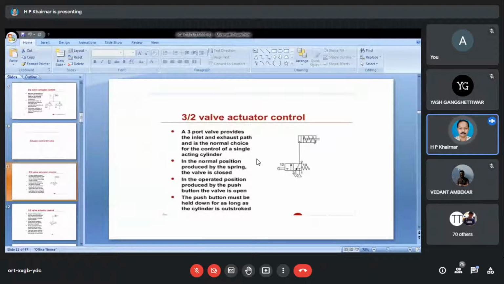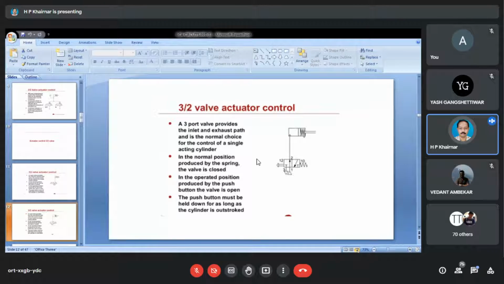So it is obvious if air supply is on, the piston will move to the outstroke position. The push button must be held down for as long as the cylinder is in outstroke. So if you want the cylinder to remain in the outstroke position, keep pressing it. If you release the pressure, as we have seen earlier, with the spring force it will come back to the extreme left position. Instroke position will occur over there. Okay, so this was the default position that we have assumed.